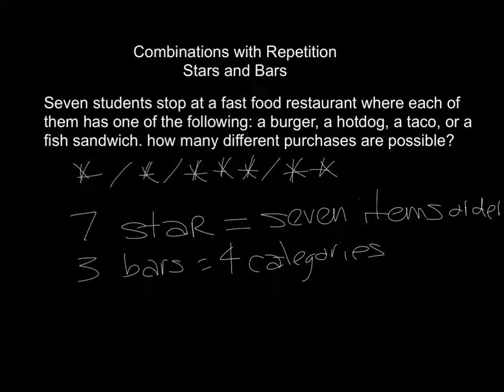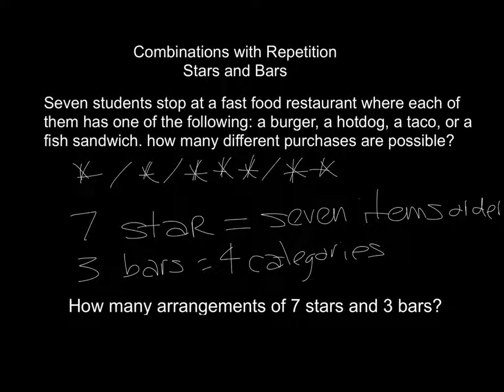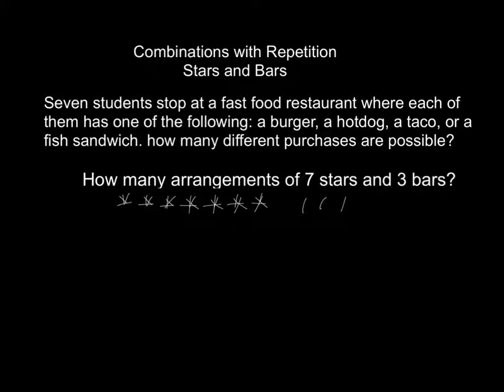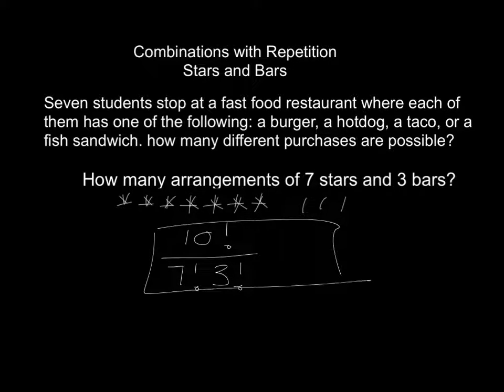So now the question becomes, how many arrangements can I make of 7 stars and 3 bars? That should have been important. But this problem, how many arrangements of 7 stars and 3 bars, we know how to do this because we did this when we did permutations. It's a lot like that ALL problem. So basically we have 10 total symbols, and we have 7 stars and 3 bars. So this is your final answer. That's how many possible different orders there are.